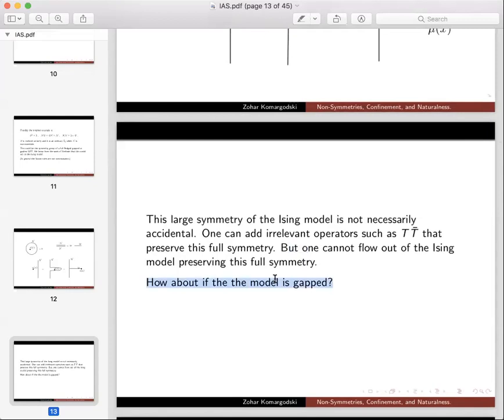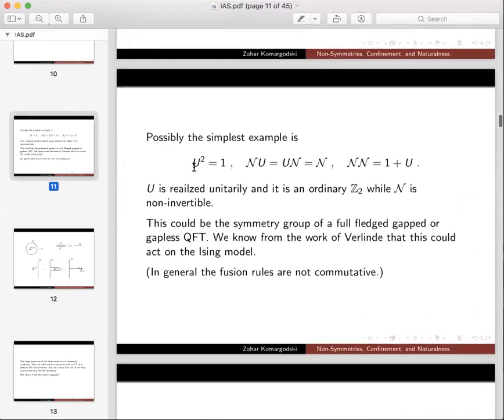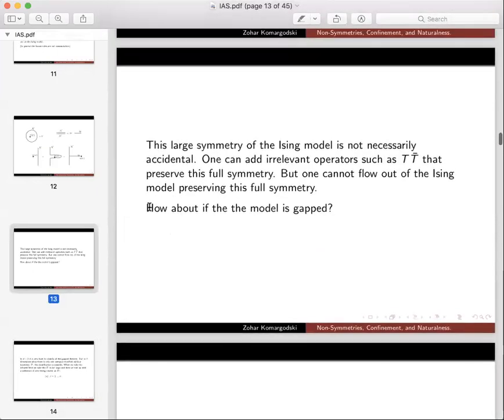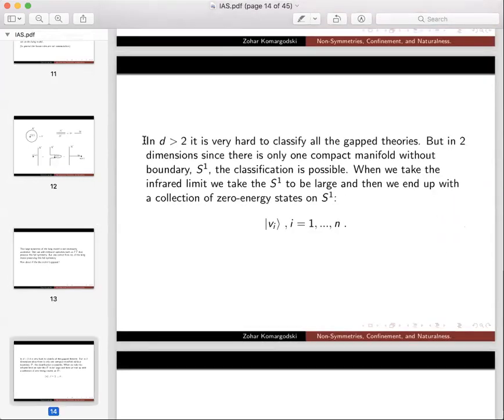What about if the model is gapped? That's a more recent question that will be very key for what I'm going to tell you, of whether these symmetries can act on gapped states. First I have to tell you a little bit about what gapped states are in quantum field theory in two dimensions, and then I'll try to tell you how these symmetries can act on them. As many of you know, it's very hard to classify gapped theories in higher dimensions. Like in 3 dimensions, gapped theories could be complicated. There could be Chern-Simons terms in the infrared, and the classification is very difficult.